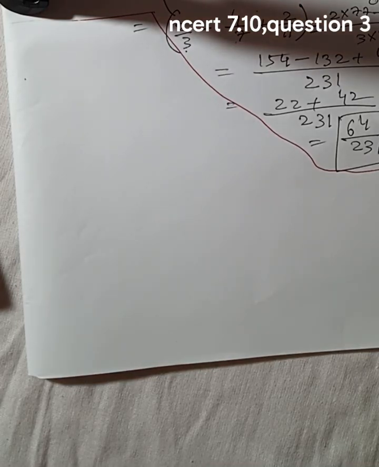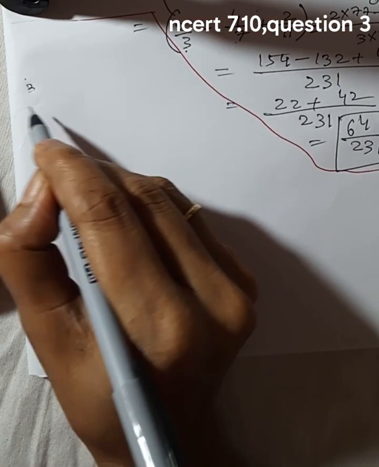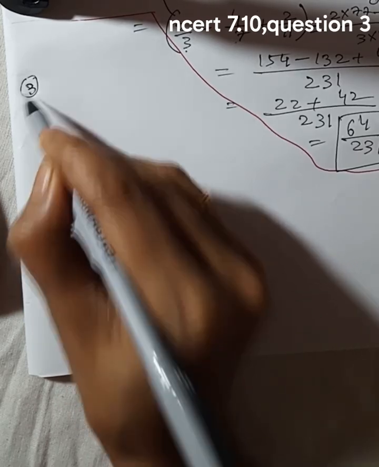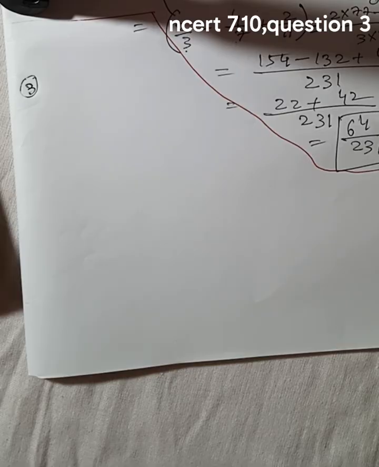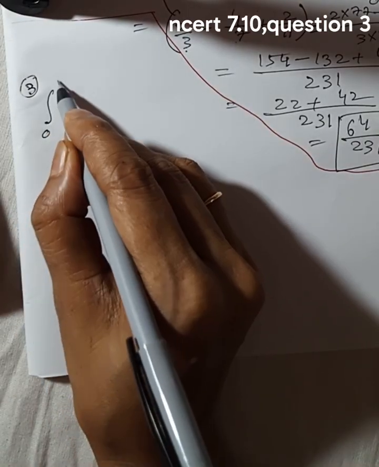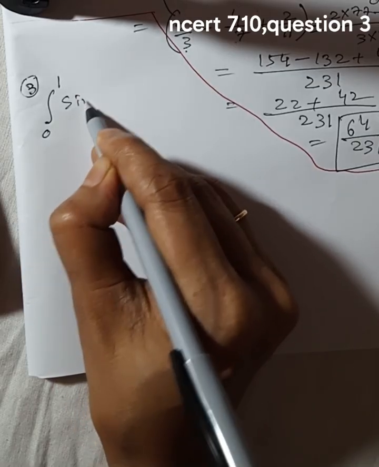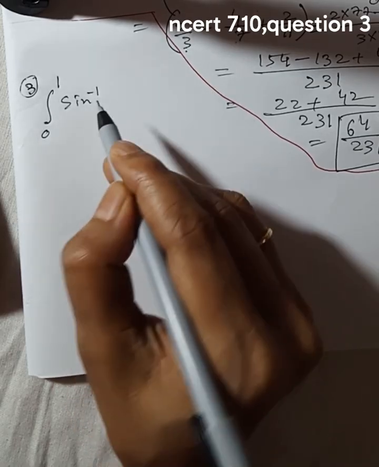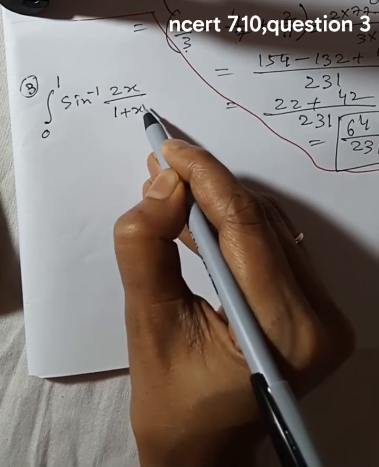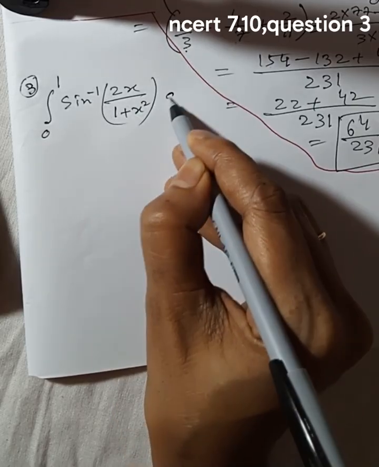Now integrate. We integrate question number 3, NCERT 7.10. Here, integration from 0 to 1 of sin inverse of 2x divided by 1 plus x square dx.